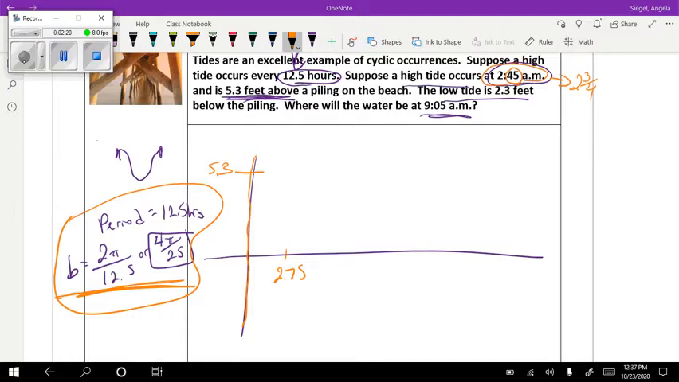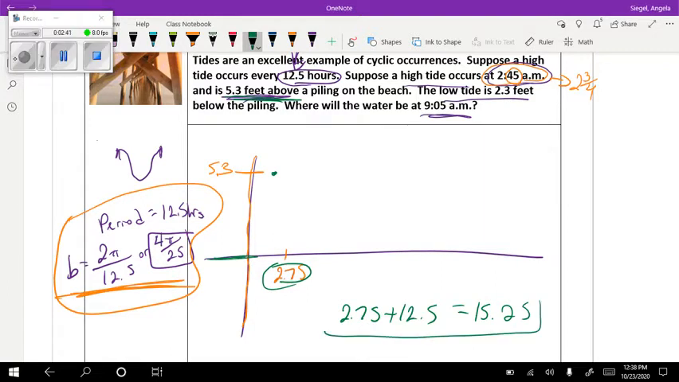I'm going to change colors. I know that my high tide is 5.3 feet above the beach level, right here. And it occurs at 2:45, which is 2.75. So what I'm thinking about next is if my period is 12.5 and I start at 2.75, then 15.25 is going to be my next high spot, and it's going to be back up to that 5.3.